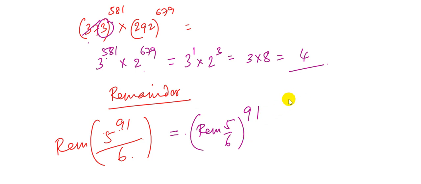This concept is called congruence modulo. Very, very powerful concept. So, the remainder of any number divided by another number will be equal to the remainder of the base number divided by the same number raised to the same power.